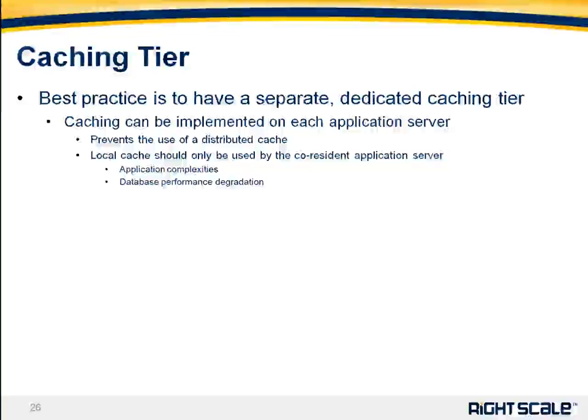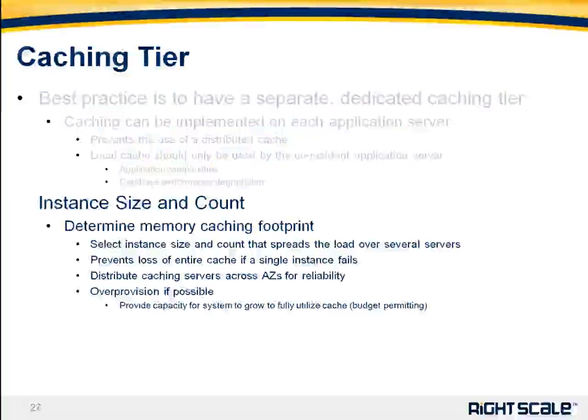So the recommended best practice is to have a separate and dedicated caching tier. Now, you can implement cache on each application server, and some of our customers have done this. Basically, their PHP code, for example, is co-resident with memcached. However, this really prevents the use of a distributed cache because servers will be joining and leaving that caching pool, which will cause quite a bit of database degradation as the database tries to reshuffle the data objects consistently. So if you do use a solution such as this, that cache should only be used by the co-resident application server and not by any other servers in the tier.